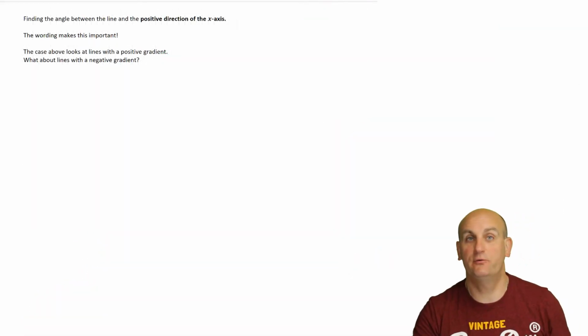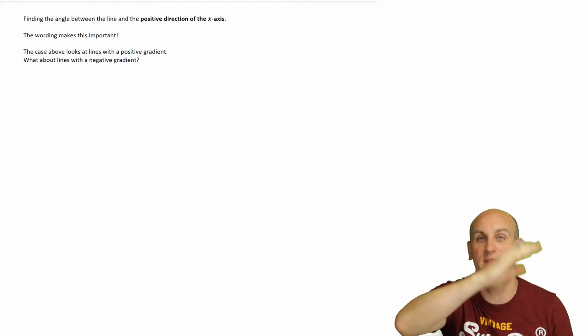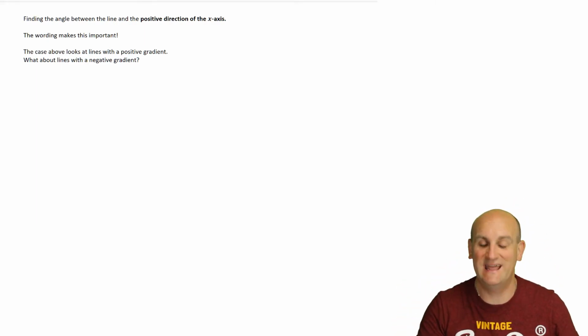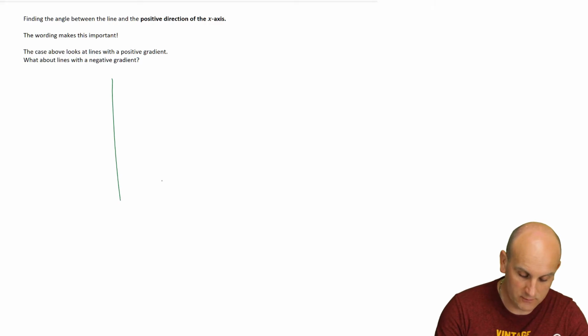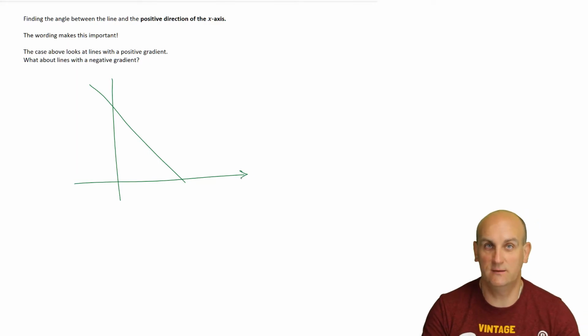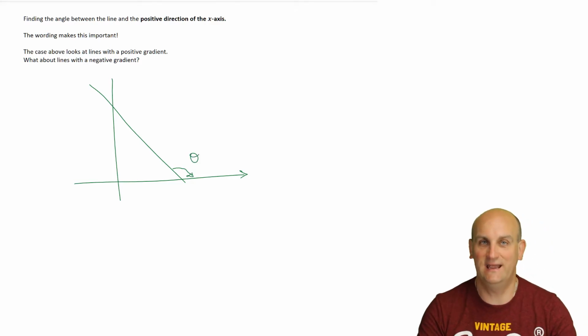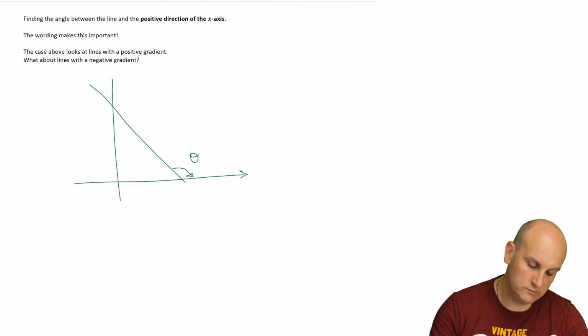That was finding the angle between the positive direction of the x-axis and the line, but that was a positive gradient. What happens if we have a negative gradient? Well, if we draw a quick sketch, and here is my negative gradient, first things first is try to identify which angle it is talking about. And because you want it between the line and the positive direction of the x-axis, it's actually that angle there.